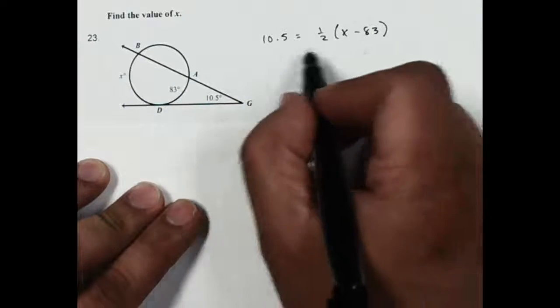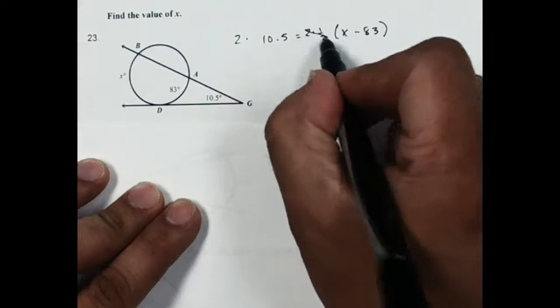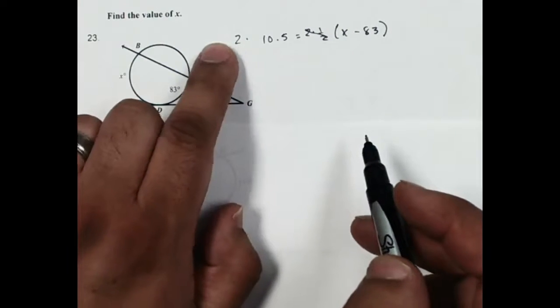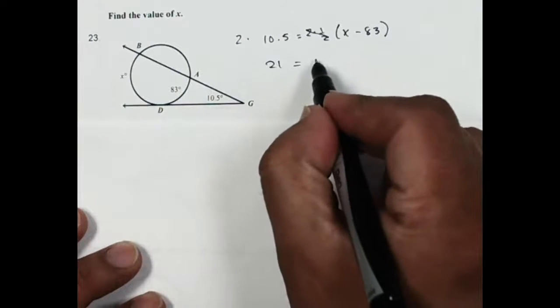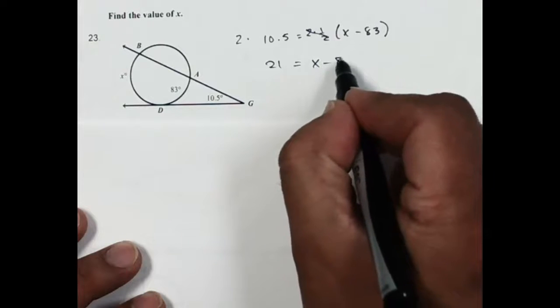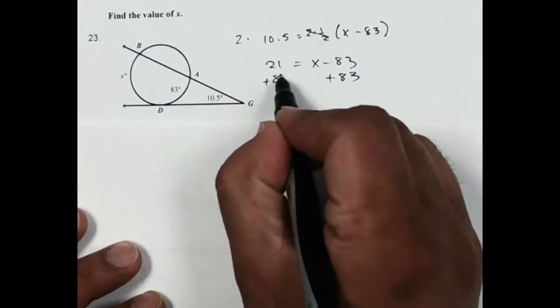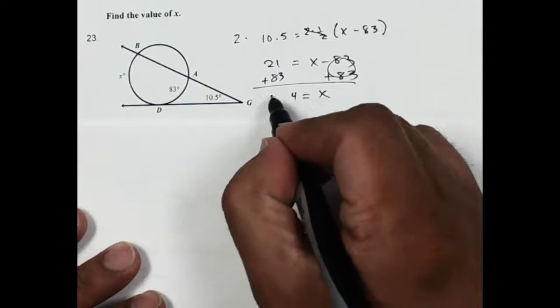So to solve this, I'm going to multiply everything by 2 so that I can get rid of the fraction, and consequently I get rid of the decimal. Because 2 times 10.5 is going to be 21, so 21 is equal to x minus 83. So to get x, I want to add 83 to both sides. So that tells me that x is going to be 104.